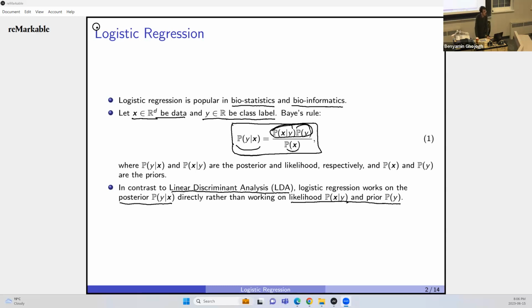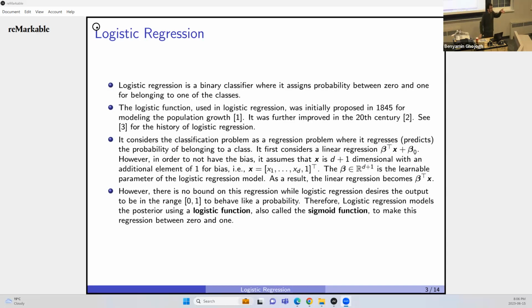And what is the posterior? It means probability of Y given X. It means that given the data point, what is the probability that it belongs to a class Y or something like that? Which class? Okay, logistic regression is a binary classifier where it assigns the probability between 0 and 1 for belonging to one of the classes. So 1 minus that probability will be the probability of belonging to the other class. The logistic function is used in logistic regression, hence the name logistic regression.